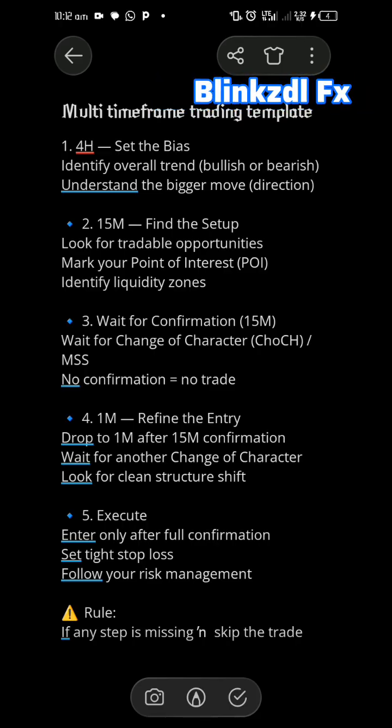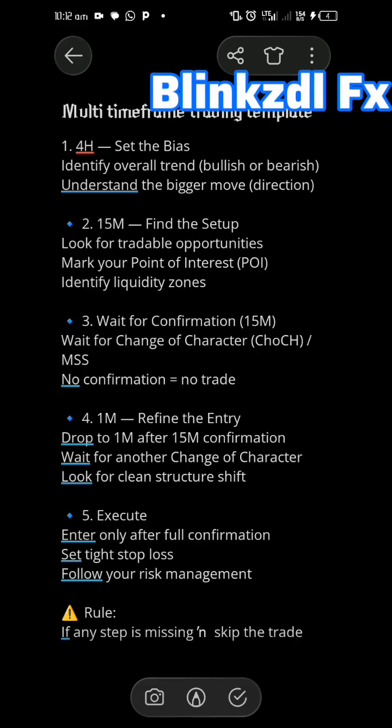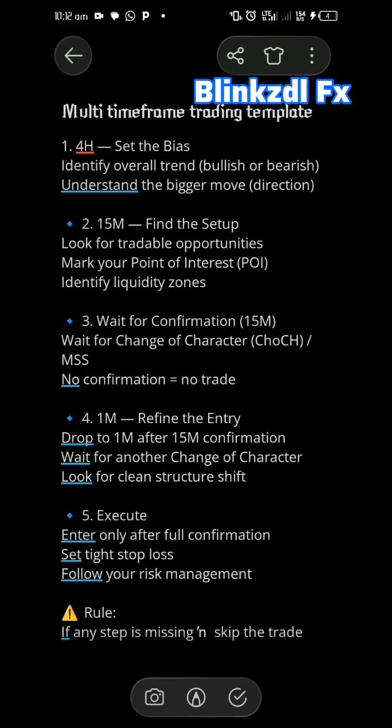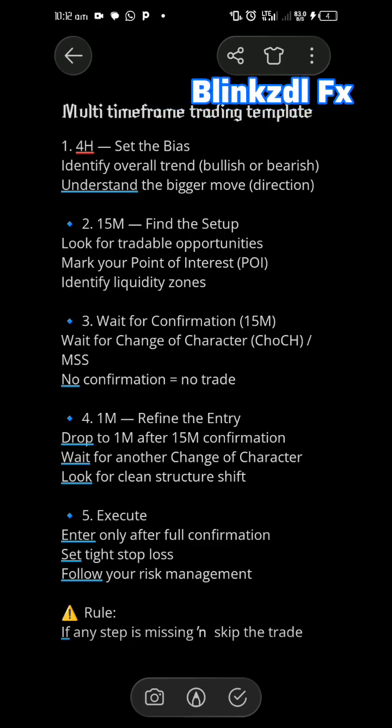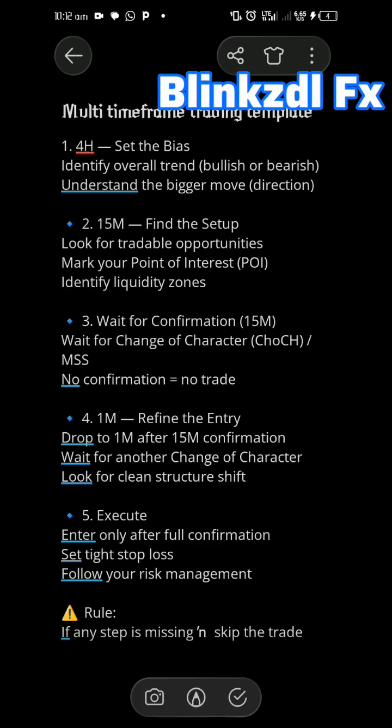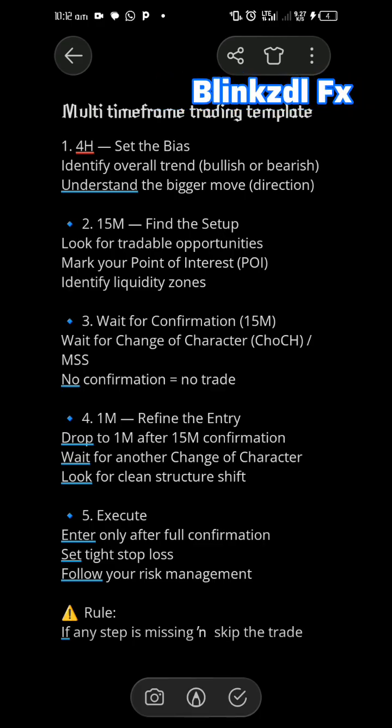So the 15-minute time frame is to find setups. Look for tradable opportunities. Mark your point of interest and identify liquidity zones. Then you wait for confirmation in the 15-minute time frame. Wait for a change of character or MSS. No confirmation, no trade. Now this thing is very essential because the 15-minute time frame tells you if the 4-hour time frame is ready to move.